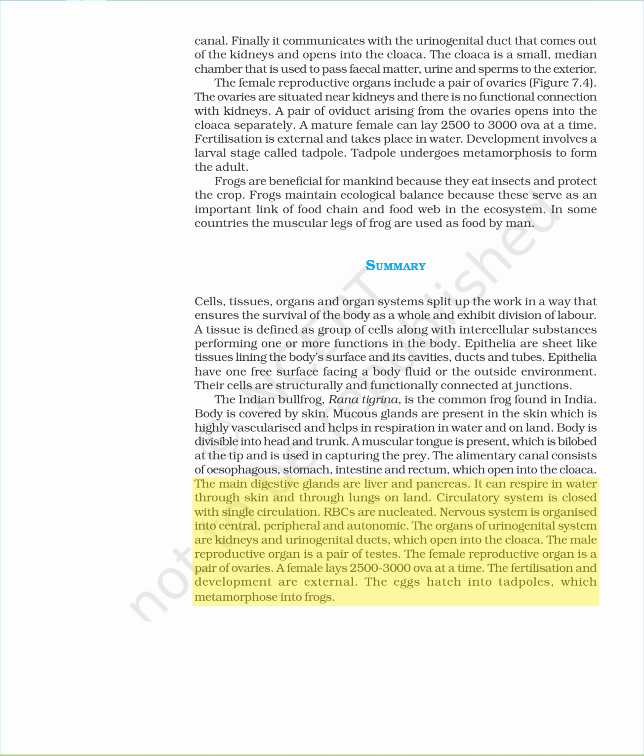It can respire in water through skin and through lungs on land. Circulatory system is closed with single circulation. RBCs are nucleated. Nervous system is organized into central, peripheral, and autonomic. The organs of urinogenital system are kidneys and urinogenital ducts, which open into the cloaca. The male reproductive organ is a pair of testes. The female reproductive organ is a pair of ovaries. A female lays 2,500 to 3,000 ova at a time. The fertilization and development are external. The eggs hatch into tadpoles, which metamorphose into frogs.